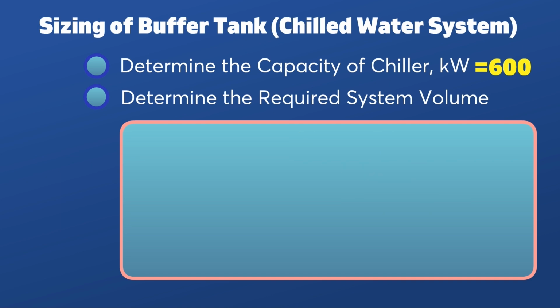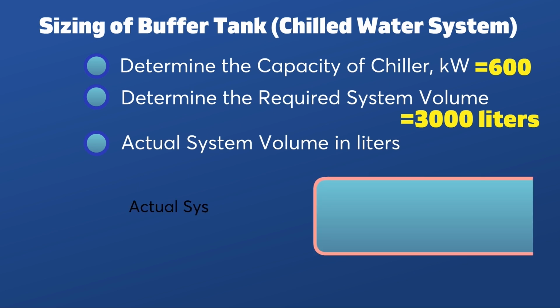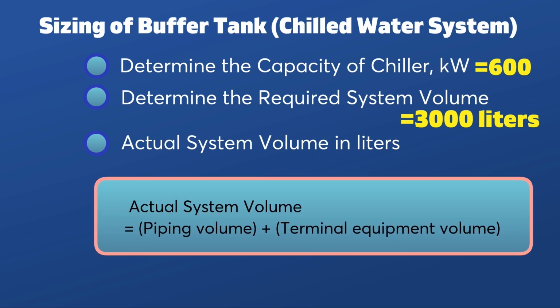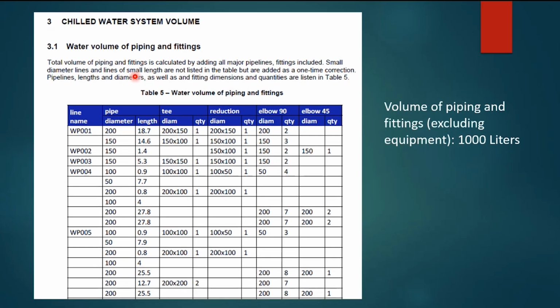Now after determining the required system volume, we have to calculate the actual system volume in liters. Actual system volume is equal to piping volume plus terminal equipment volume. We have to calculate this as well. Now let's try to understand how we calculate the actual system volume, like piping, fittings or equipment volume. So this is basically the chilled water system volume calculation.